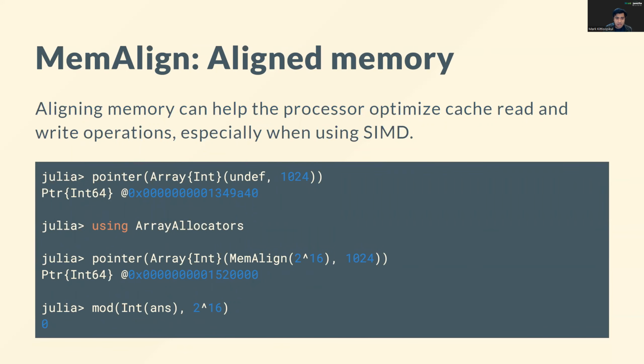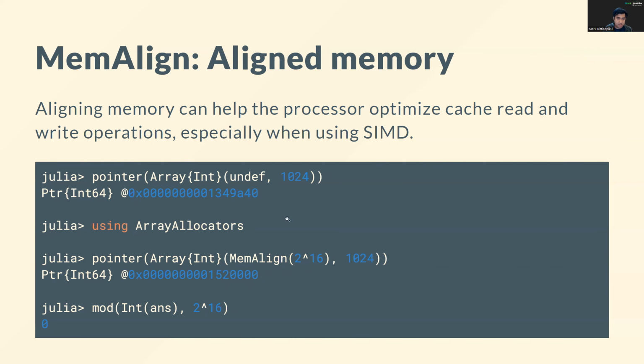Memory alignment. So memalign is a constructor that allows you to specify at what boundaries your memory is aligned. And this is an optimization that can be particularly important when using advanced processor instructions such as SIMD or AVX512 in particular. So we try to allocate an array using undef in Julia. We see that the pointer is aligned to 16 bytes here, whereas there are many more zeros here when we specifically ask for alignment to 2 to the 16. So this is an optimization you can use for advanced operations.